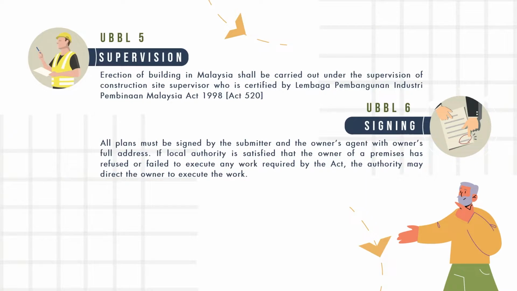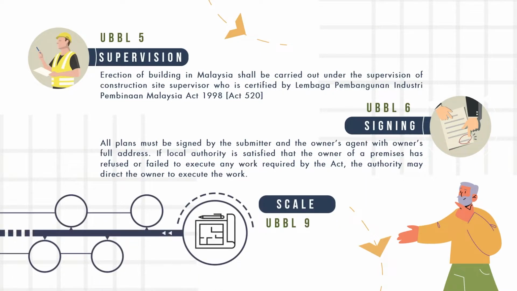There are also specific scales that need to be followed based on the type of drawings. The site plan should not be less than 1 to 1000. Key locations can be at any convenient scale. General buildings should not be less than 1 to 100. And lastly, the sketch plans for approval shall not be less than 1 to 200.